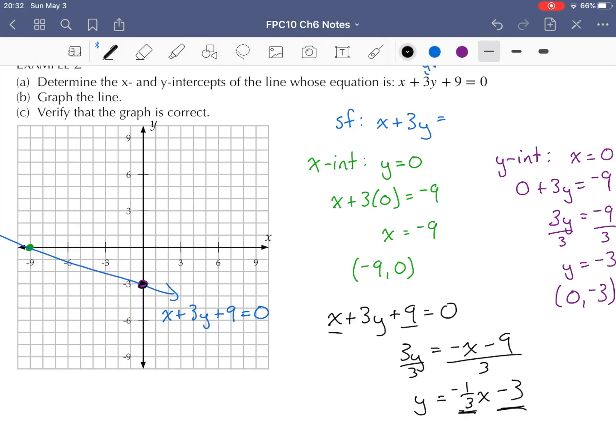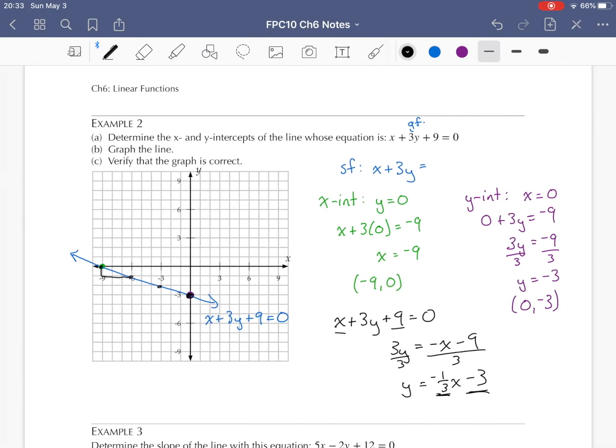Okay, well this is my y-intercept, right? There's my y-intercept. And my slope should be negative 1/3. So if I start at a point, I should go down 1 over 3. Down 1 over 3. Down 1 over 3. It's pretty darn close. If I would have drawn my line with a ruler, it would have worked out. So I verified it. I could also check points on the graph to make sure they work.